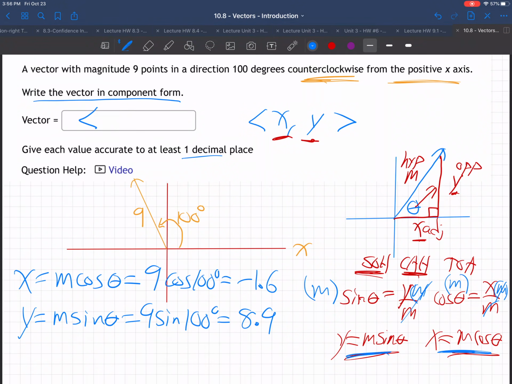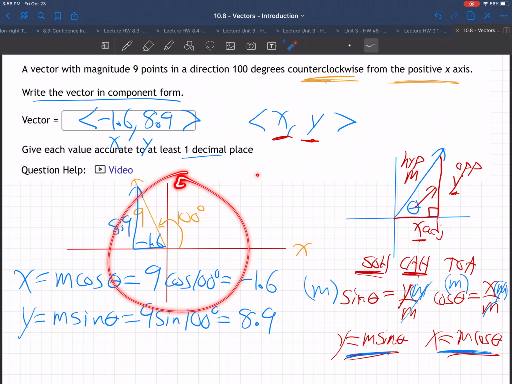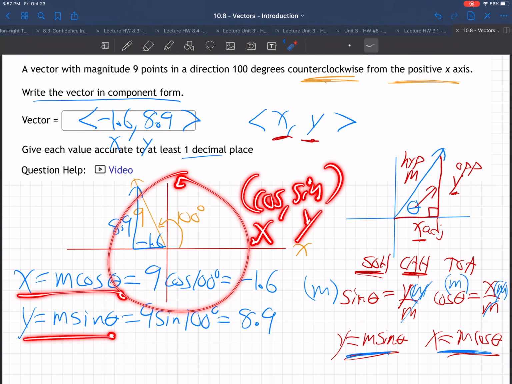So the vector in component form is x first, minus 1.6 for the x, 8.9 for the y. This is the x, this is the y, so it's back a little bit, up a lot: back 1.6, up 8.9. And it makes sense, doesn't it? Because you want to memorize this formula for the long haul, that x is m cos theta and y is m sine theta. Remember, whenever we did the unit circle, the x coordinate was always cosine and the y was always sine. So it makes sense that x goes with cosine and y goes with sine.